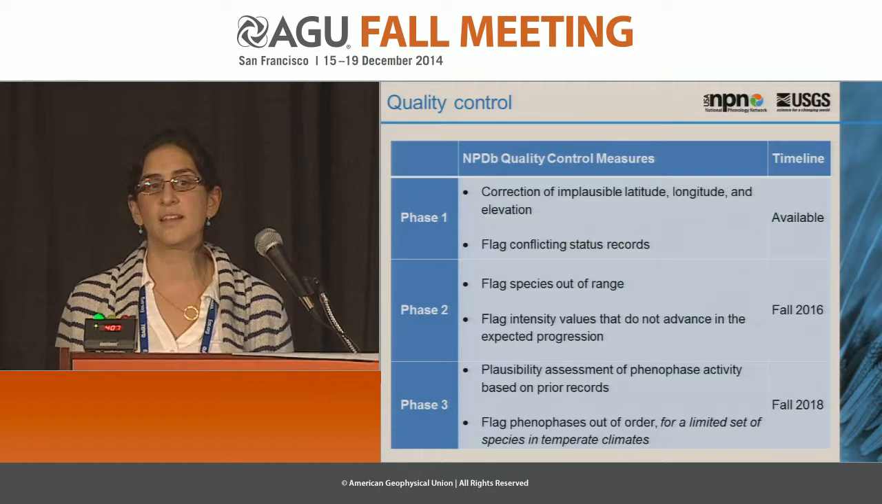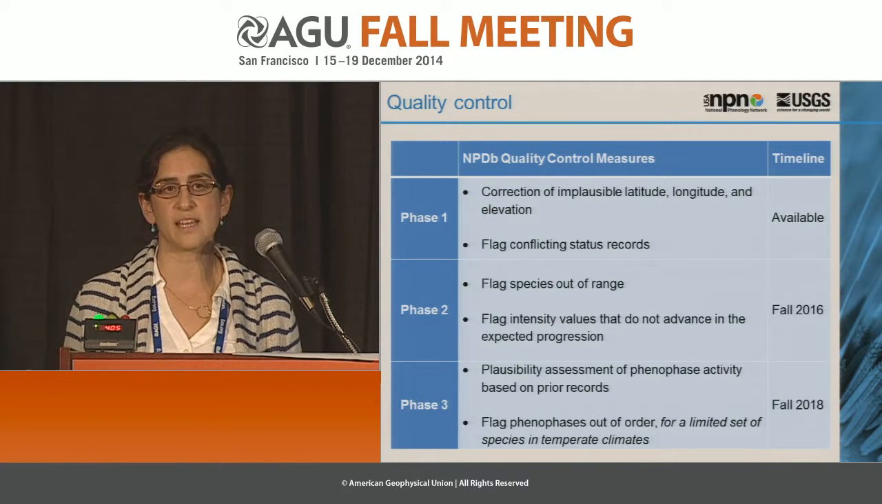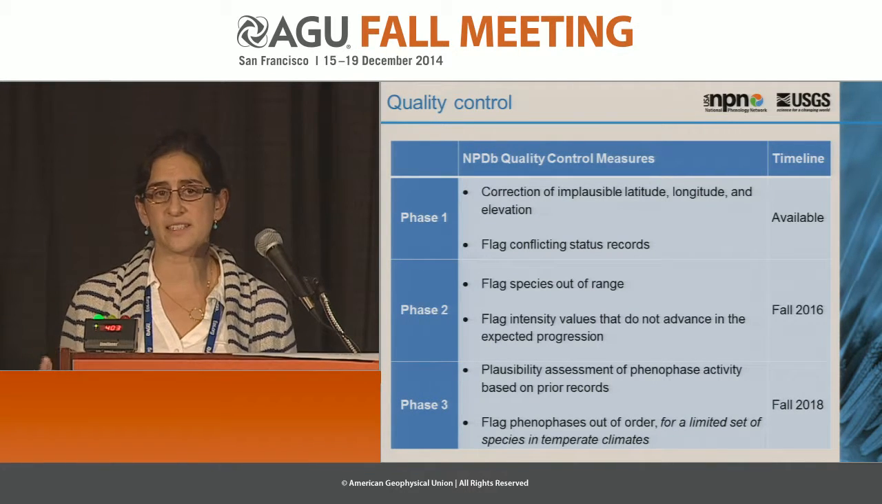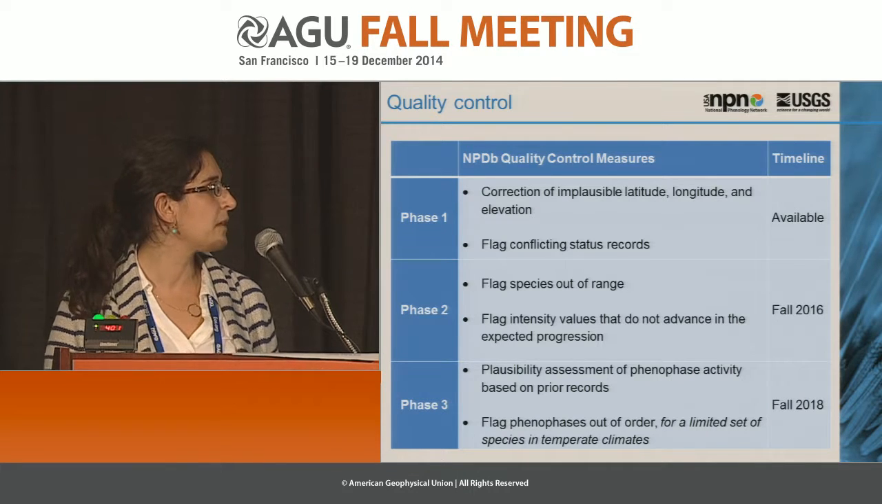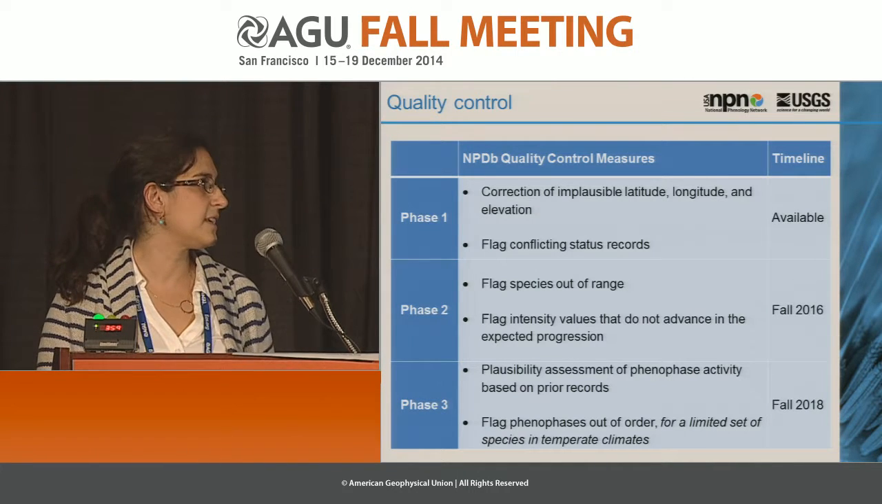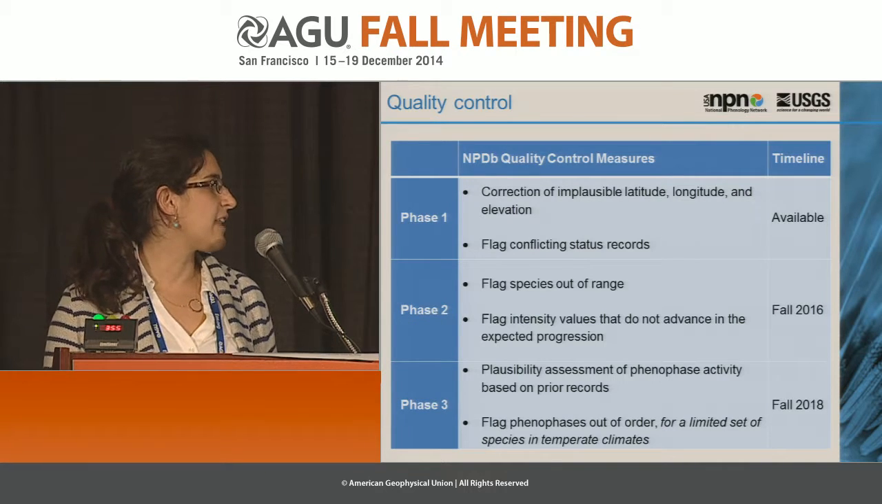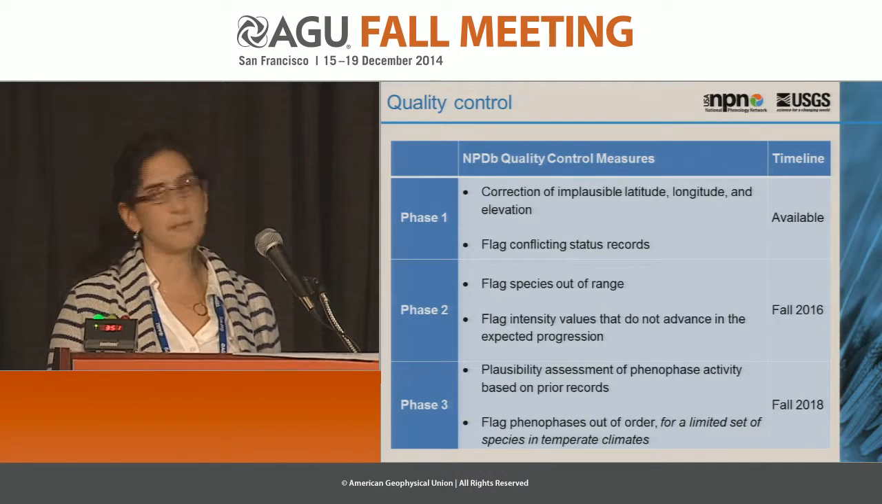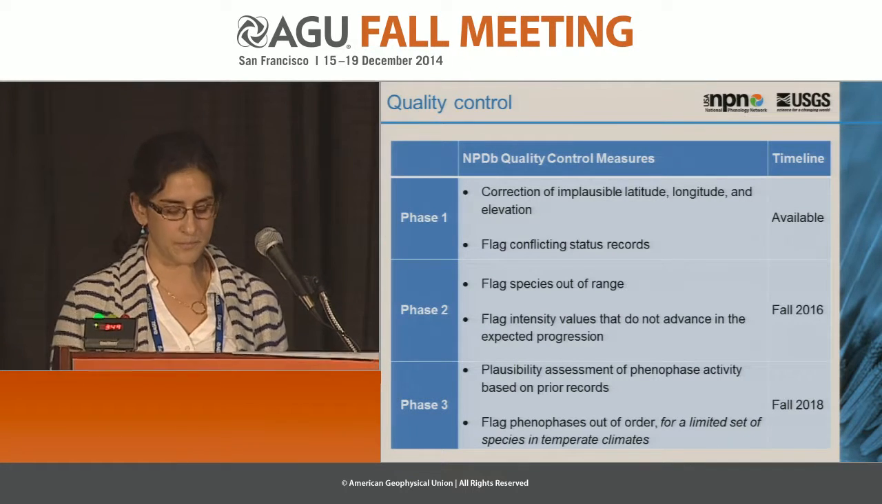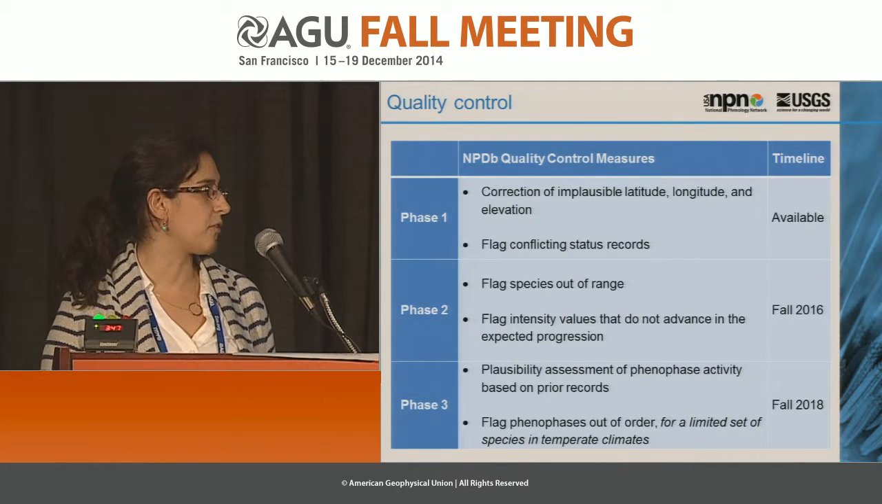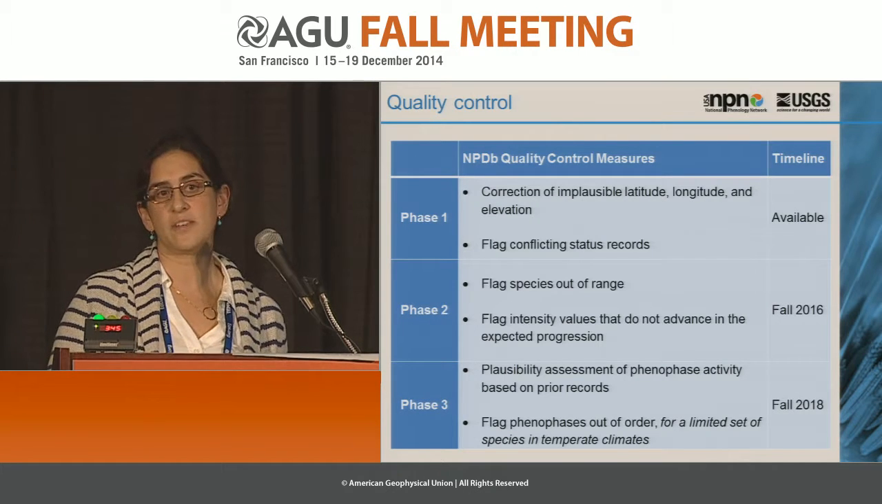In the future, we'll be flagging species out of range and intensity values that don't advance in the expected progression. So in addition to the status data, we have observers collecting data on the magnitude in which they see phenological activity happening. We'll also be doing plausibility assessments of phenophase activity based on prior records and flagging phenophases that are out of order for a limited set of species in temperate climates for which we have more certainty about the order in which those phenophases will progress.